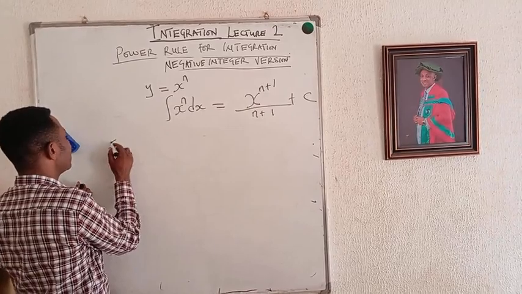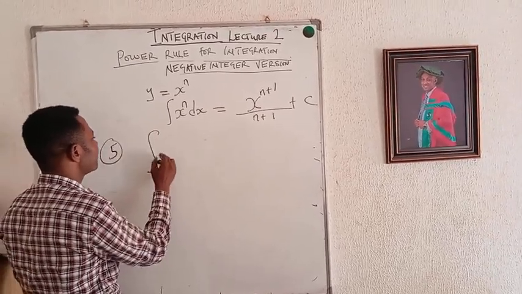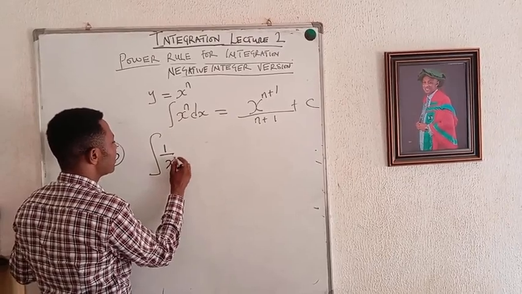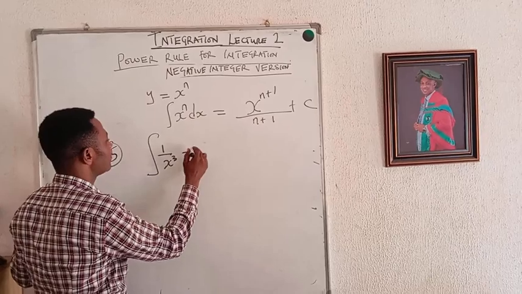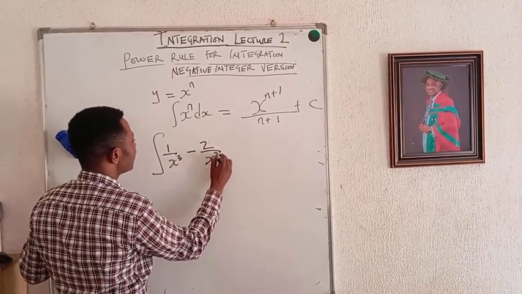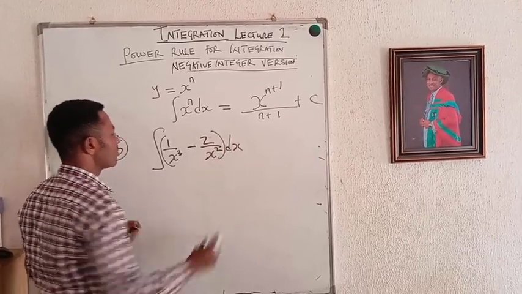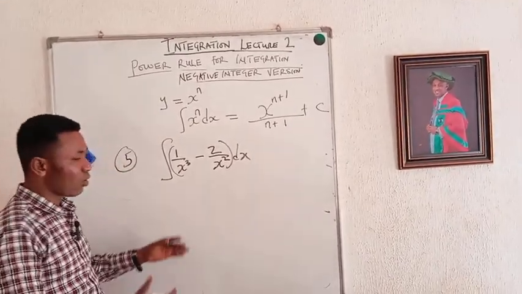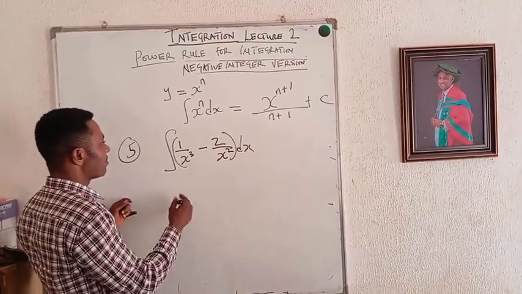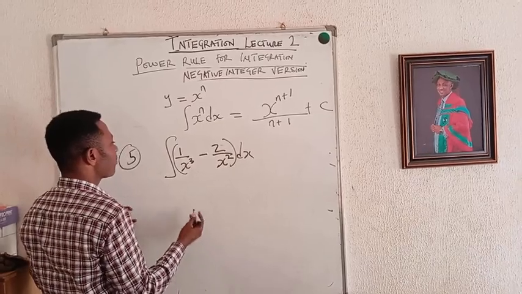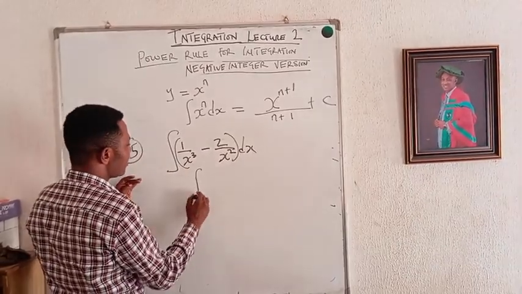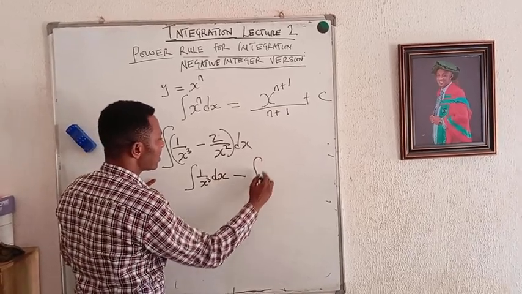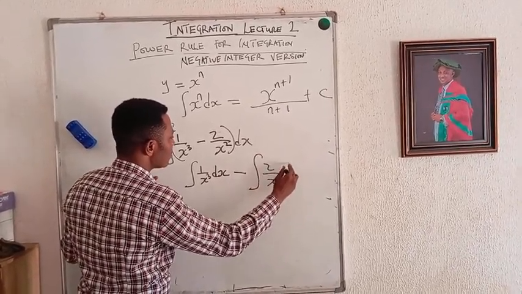Example 5. Now, integrate 1 all over x power 3, then minus 2 all over x squared dx. So using the same idea that we have got from example 1 to 4, I want to combine them to solve example 5 now. Solution, so let's integrate. If you like, you can separate them. That is, integrate 1 over x cubed with respect to x minus integral 2 all over x squared dx.